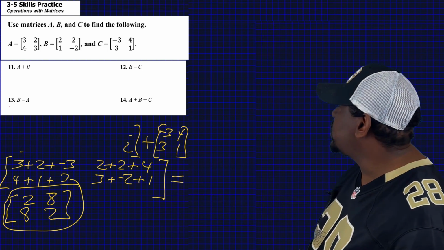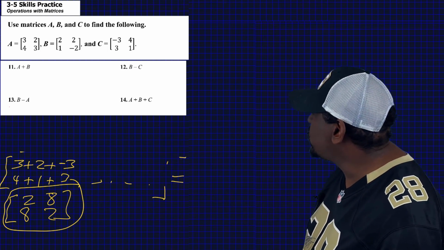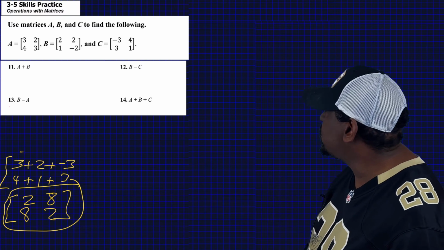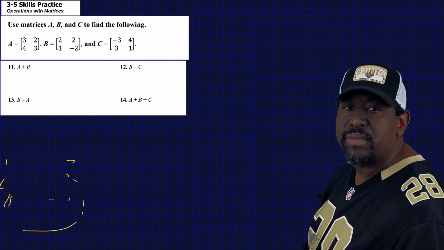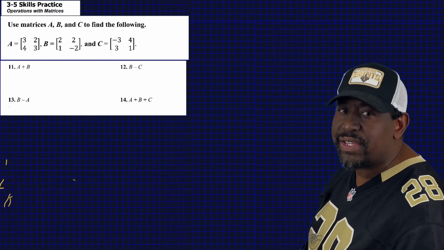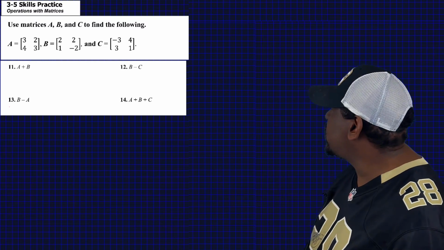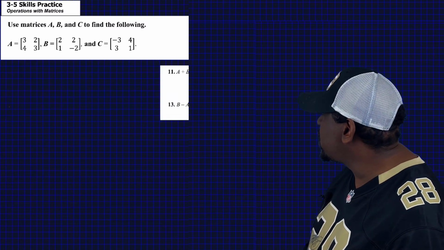So again, we have used the principles of matrices to simplify 3 terms being added. As you can see, it's no different than adding 2 terms. So that's what I wanted us to see there. So we get rid of that problem.